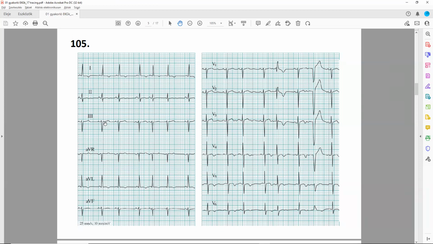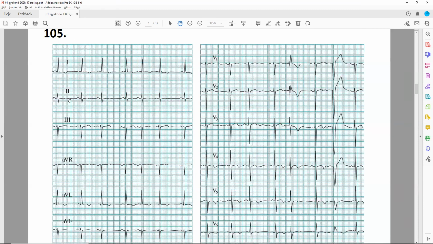Okay. Now another thing. What is the impulse formation center? Let's see. I'm waiting for the chat. So the axis is near to minus 30. Yes. But let's see the impulse. Do we have a P wave? Yeah, we do have P waves.